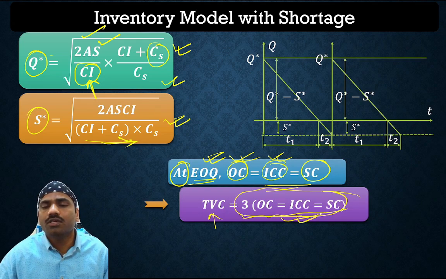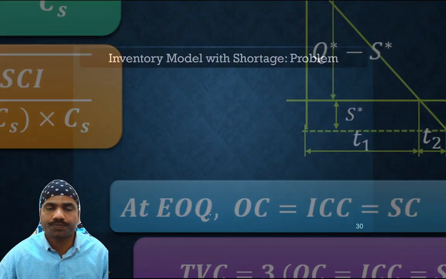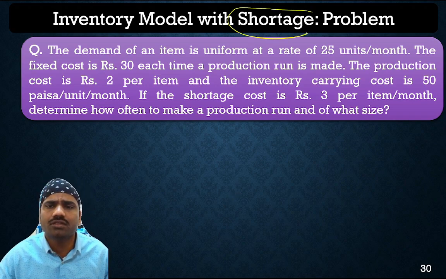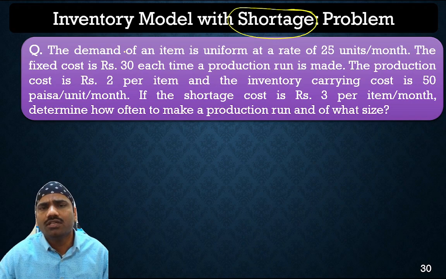So any of the following, if you multiply by 3, will give you the total variable cost. Now we will discuss one problem which is based on the shortage model. So in the inventory model with shortage, we will discuss this particular problem.